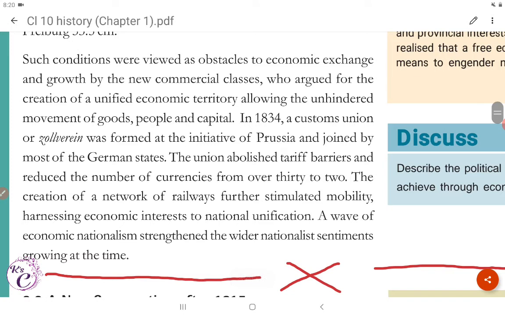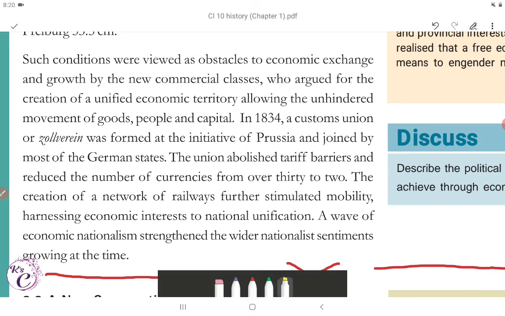Such conditions were viewed as obstacles to economic exchange and growth by the new commercial classes, who argued for the creation of a unified economic territory, allowing the unhindered movement of goods, people, and capital. In 1834, a customs union or Zollverein was formed at the initiative of Prussia and joined by most of the German states.